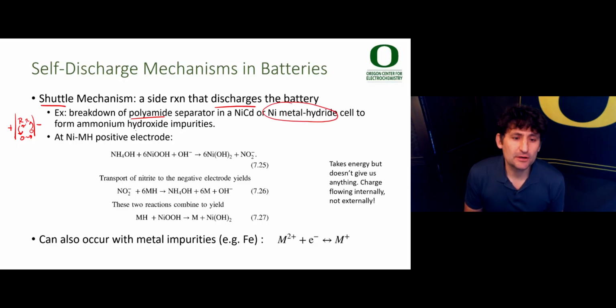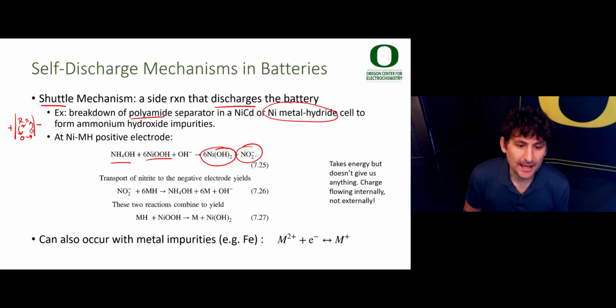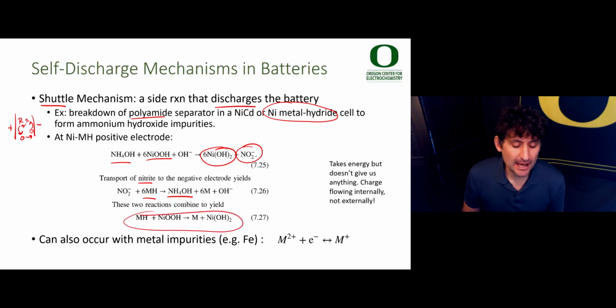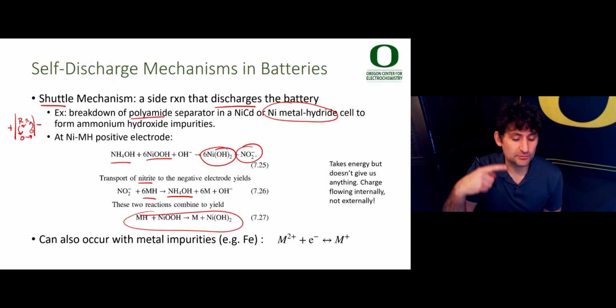One example is the breakdown of the polyamide separators in NiCad or nickel metal hydride cells to form ammonium hydroxide impurities. For example, ammonium hydroxide can react with the NiOOH, the nickel oxyhydroxide. This is the charged form at the positive electrode to yield the discharged electrode and NO2-. Nitrite, NO2-, can diffuse to the negative electrode where it reacts to reform ammonium hydroxide and discharge the metal hydride. These two reactions combine to yield the discharge reaction of the battery.